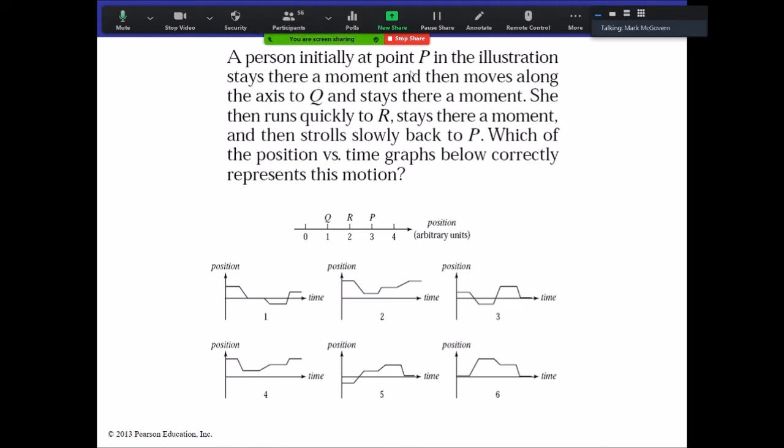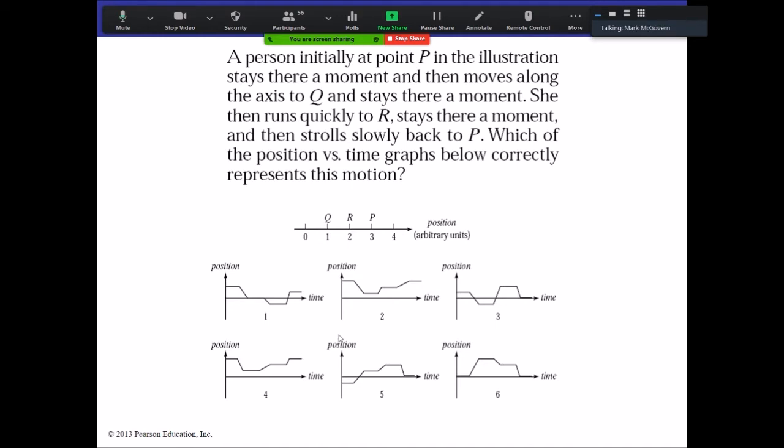A person initially at point P in the illustration, all right, so we're here. We move along the axis to Q, so we go to the left. We move to Q and stay there for a moment. Then we run quickly to R. Stay there for a moment. Then we go back to P. So it looks like we spend the entirety of our time in between Q and P. We just kind of go back and forth. So let's figure out what's wrong.